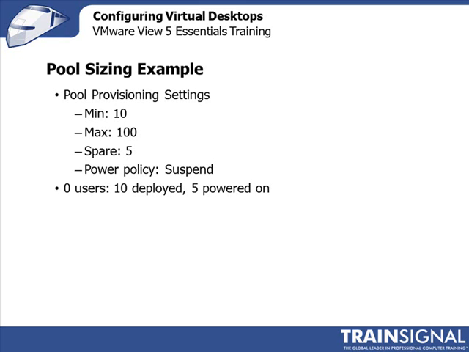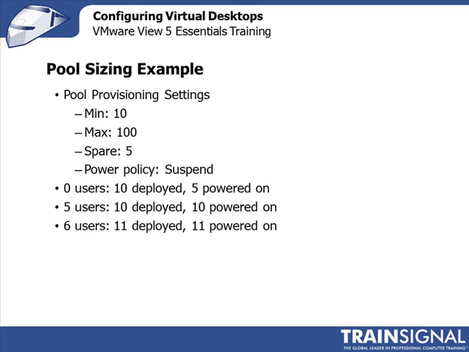So what happens? With 0 users, I'm going to have 10 VMs that are deployed, 5 that are powered on, because the spares are what get powered on unless I have a setting in my power policy otherwise. So when I add 5 users to this, there's still only 10 deployed, but now there's 10 powered on because I have 5 people that are using those VMs. I need to have 5 additional desktops already powered on for users to connect to.